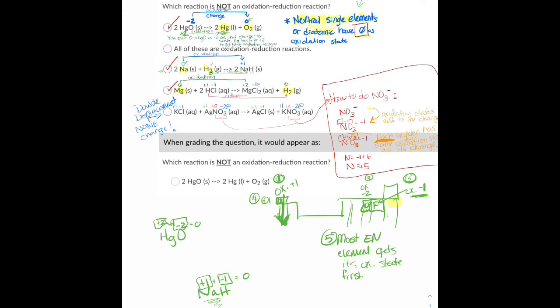So when we look up here, you can see that 0 goes to -1. That's a change in oxidation. And also the sodium, he's going to +1.